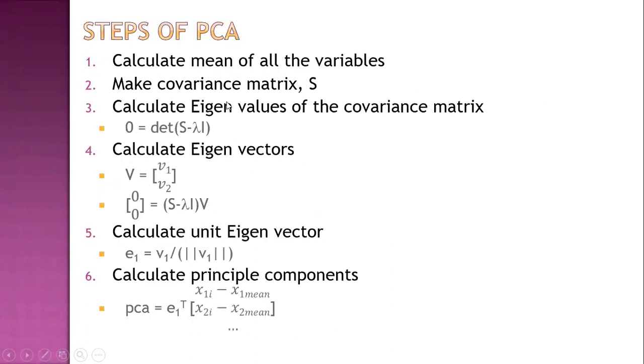These are the steps of principal component analysis using the covariance matrix. First of all, we calculate the mean of all the variables. Then we make the covariance matrix after scaling the variables. Then we calculate the eigenvalues of the covariance matrix using this equation. Then we calculate eigenvectors using these equations. Then we calculate the unit eigenvector using this, and then we calculate principal components using this equation.